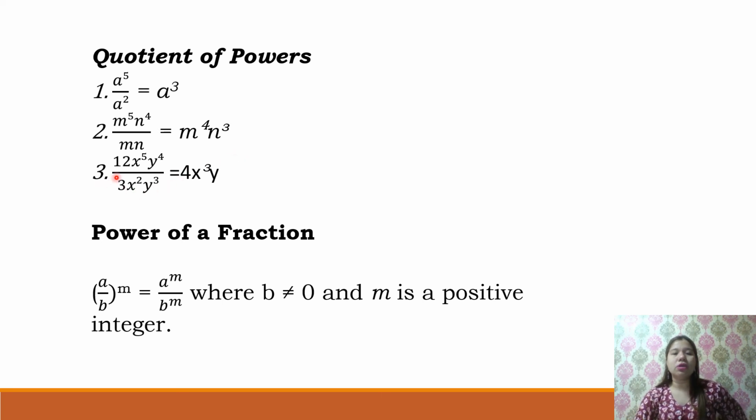For number 3, 12x raised to 5, y raised to 4, over 3x squared, y cubed. So, i-divide muna natin ang coefficient. We have 12 divided by 3 is 4. For x, we have 5 minus 2, exponent, it is x cubed. For y, we have 4 minus 3 is y. So, we have 4x cubed y.